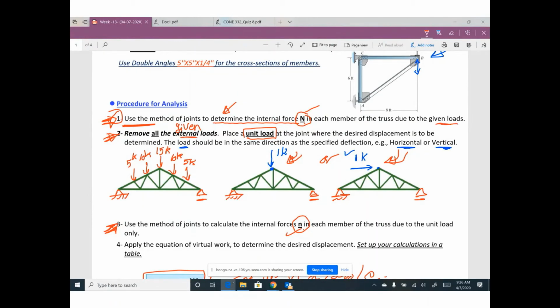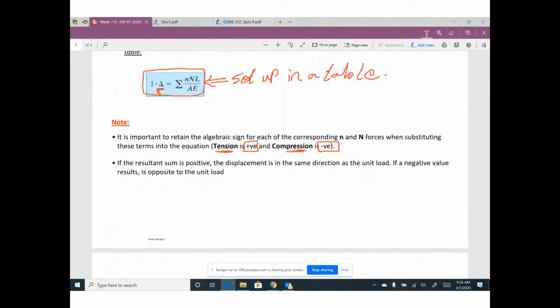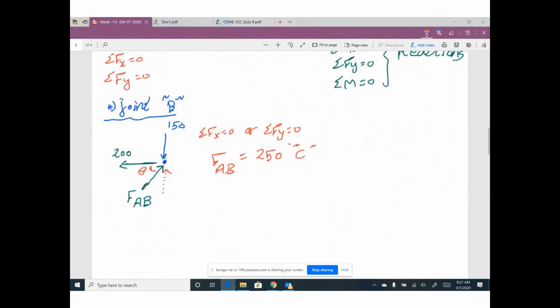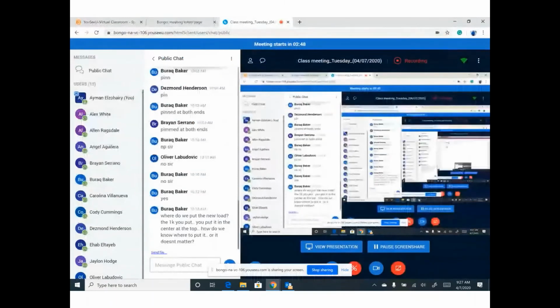Due to the given load, please don't forget, if your member is in tension, your value will be positive. If your member is in compression, your value will be negative. And I am done. The internal force in this member is positive, meaning tension, 200. The internal force in this member is positive, 150. The internal force in this member is negative, 250. And these internal forces are called capital N. Any questions so far?